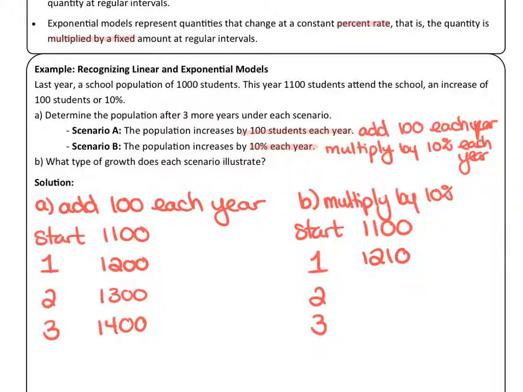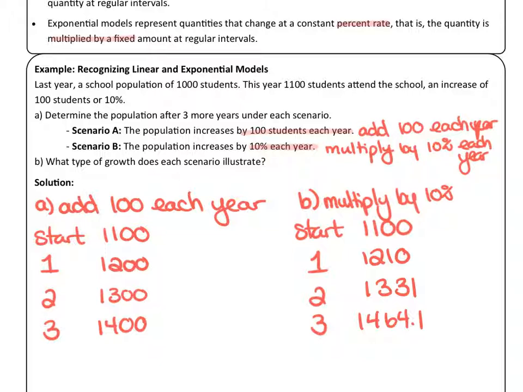And I get 1,210. The next year I'll get 1,331. And then the following year I get 1,464.1. So all I did was multiply each year by 10% and add it on. So notice that one obviously does not go up by the same amount each year, like addition wise, but it is multiplied by the same thing each year.